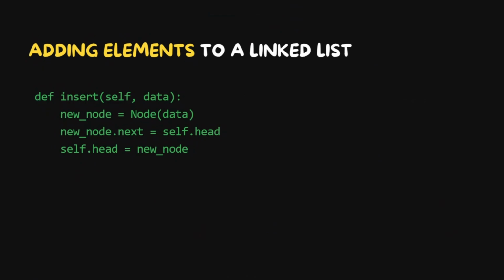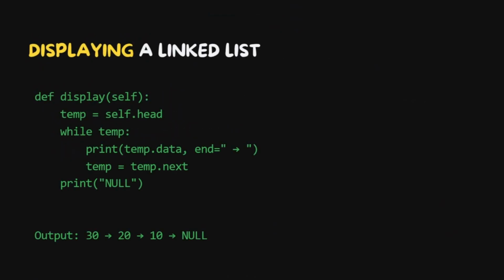Now, let's write a function to insert a new node at the beginning of the list. The first step is to create a node. The second step is to point the node to the existing head. And the third step is to update head to the new node. New elements are always added at the front. To view the elements in our linked list, we need a display function. This function goes node by node, printing their values until it reaches null.